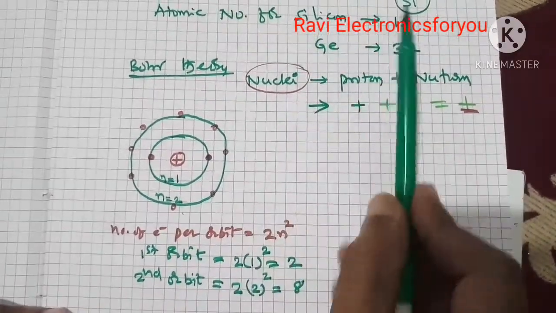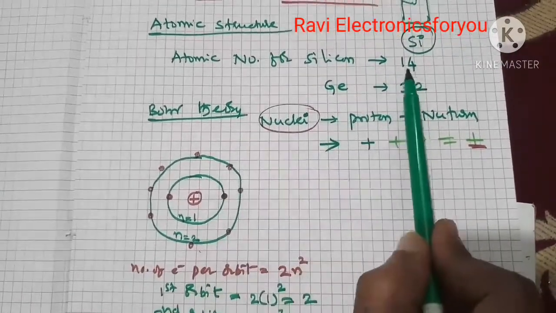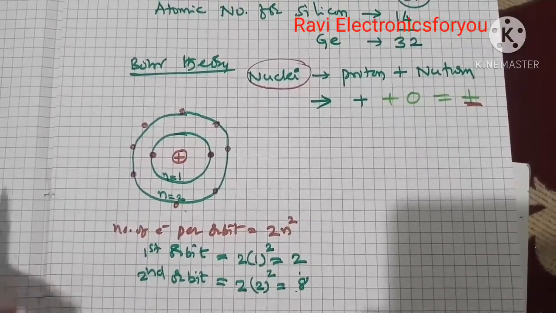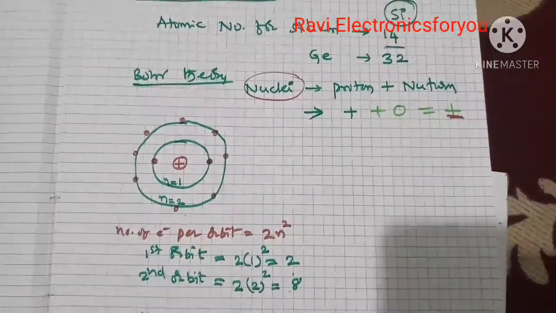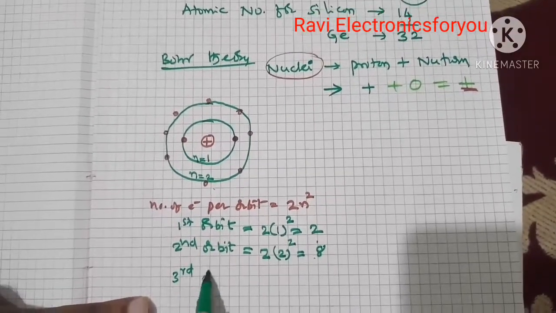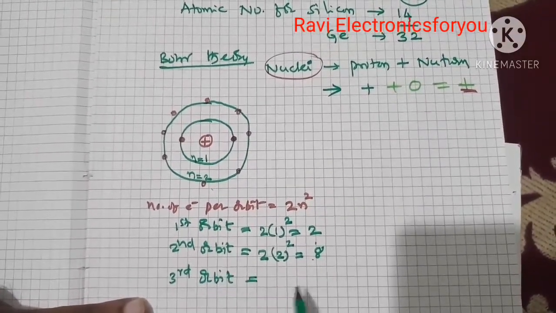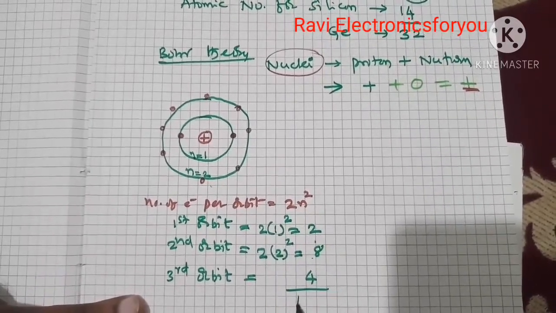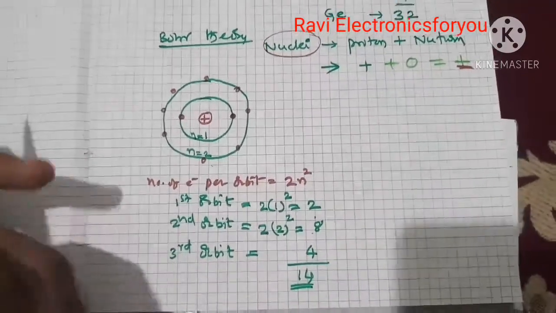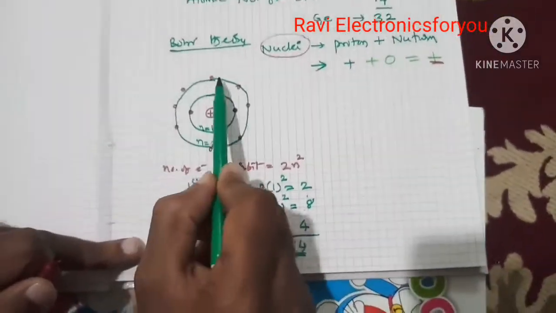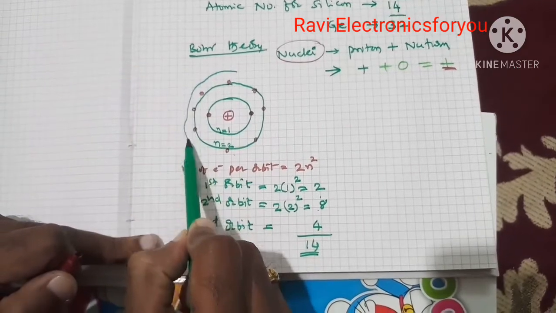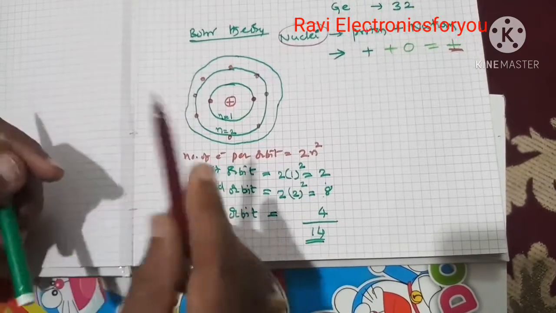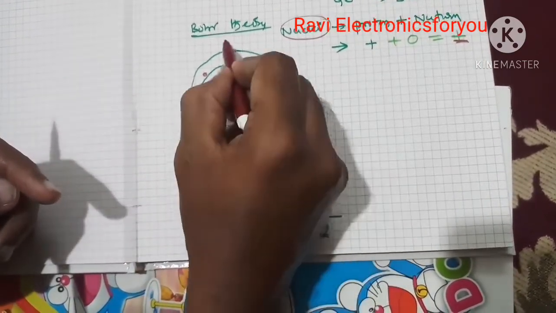Here, the atomic number for silicon is 14. Now we have 8 plus 2, which is 10. So we can understand that the third orbit has 4 electrons, so it becomes 14, which is the atomic number. So automatically we can say that the third orbit has 4 electrons.